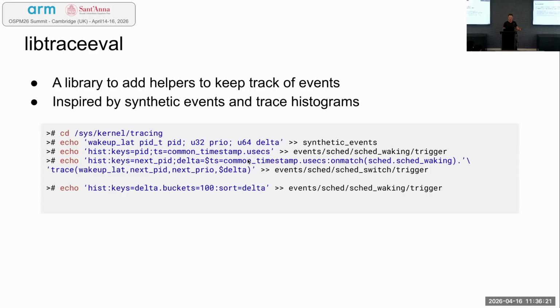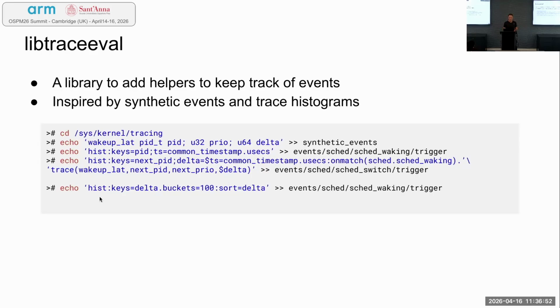And then here it has a trigger for saying on match with sched waking. So what it does is it matches this process ID with the next process ID. So the process ID that woke up compared to the process ID that's scheduling on it, they match. It then triggers this trace, which means execute the wake up lat synthetic event, pass in the next process ID as the PID, and the next prio for its prio, and then the delta goes into the delta. So basically, delta is just the timestamp.